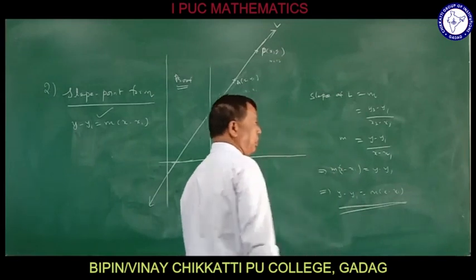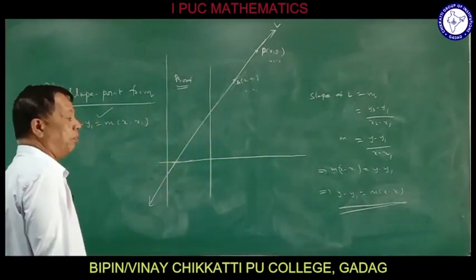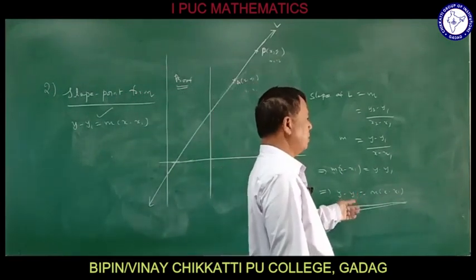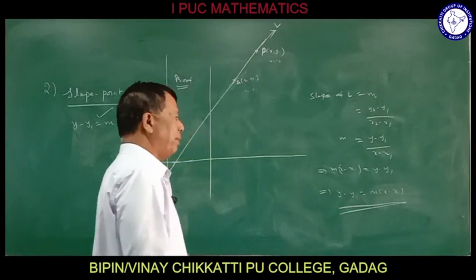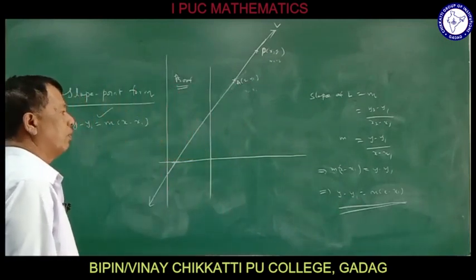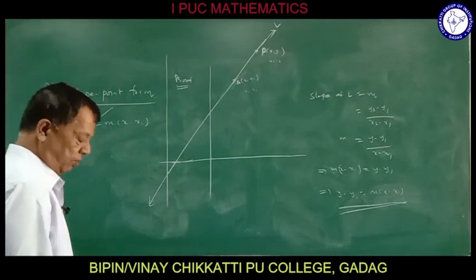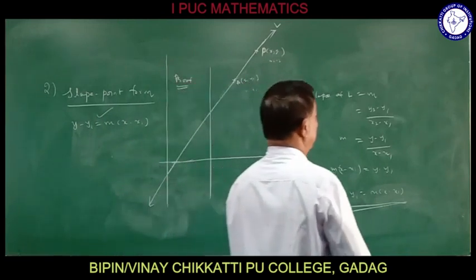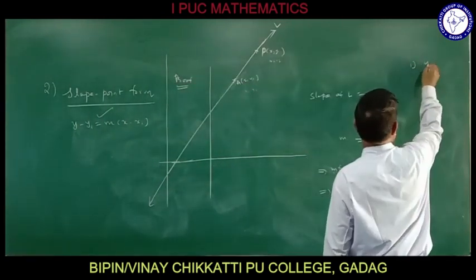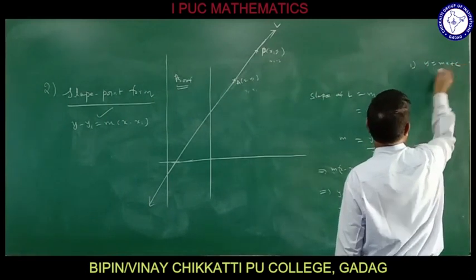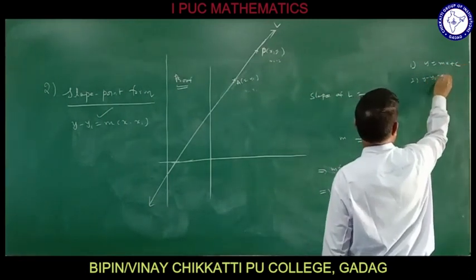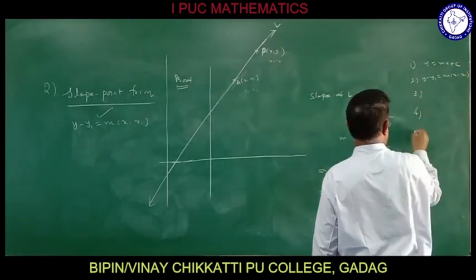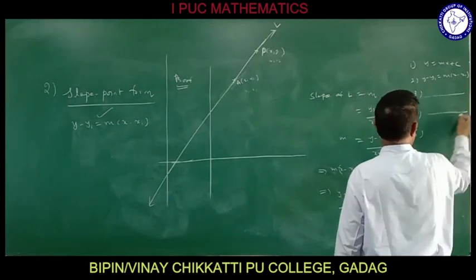This is the equation of the line in slope point form. You can say this is the equation of the line having the slope m and passing through the point x1 y1. Now this is the second form. How many forms do we have to discuss? Five forms. The first one you have already been told, y is equal to mx plus c. The second one is what we have proved, y minus y1 equal to m into bracket x minus x1. So 3, 4, 5 are to be discussed today.